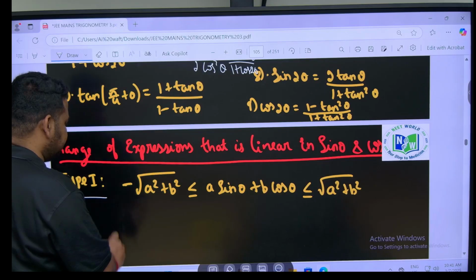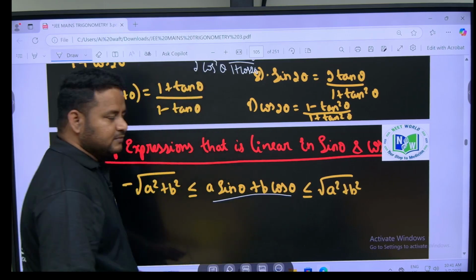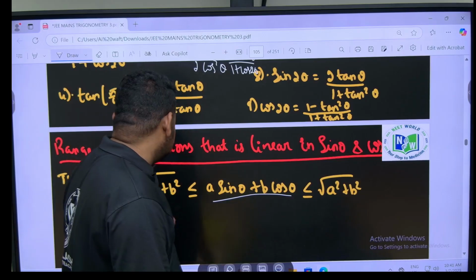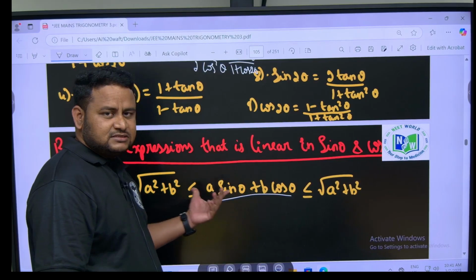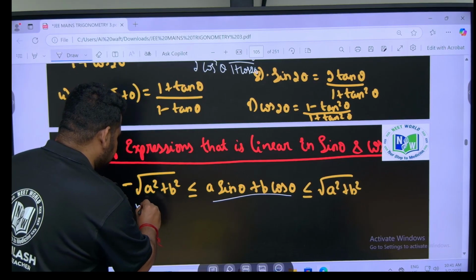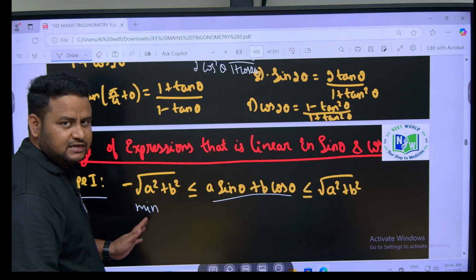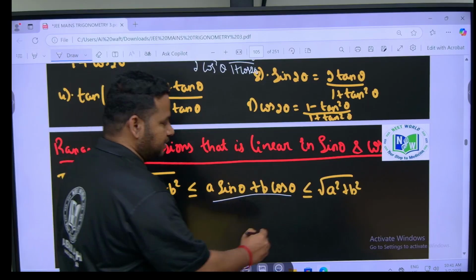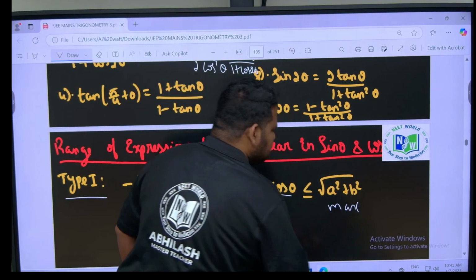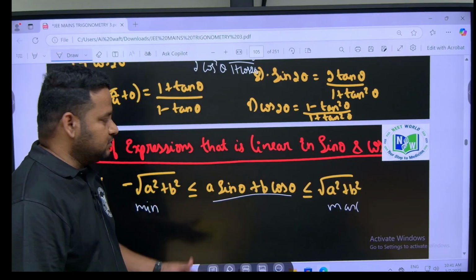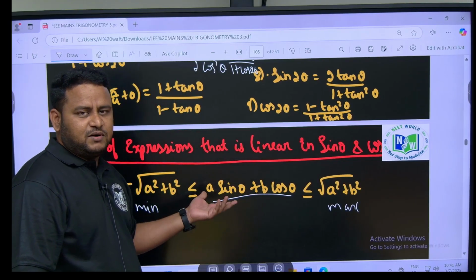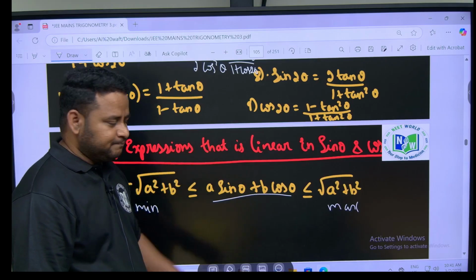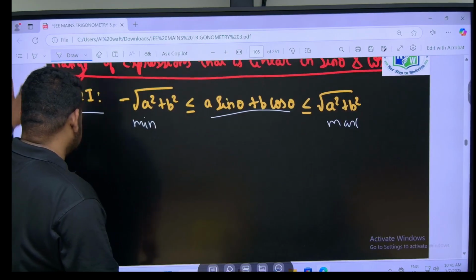Type 1 is of the form a sin theta plus b cos theta. When it is given like this, minus root of a square plus b square is the minimum value, and the positive value of root of a square plus b square is the maximum value. Got it, friends? This is minimum, this is maximum. So suppose they give the expression in the form of a sin theta plus b cos theta, you should be in a position to write the minimum value and maximum value. So let us look at questions based on this.